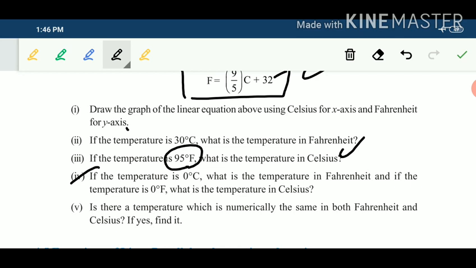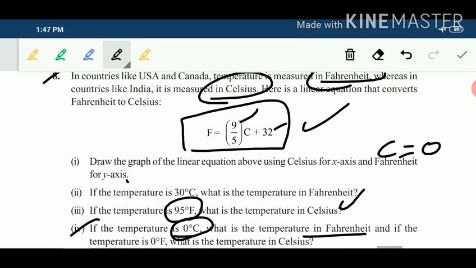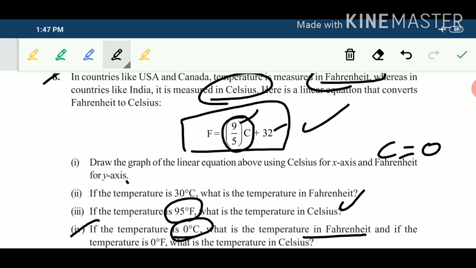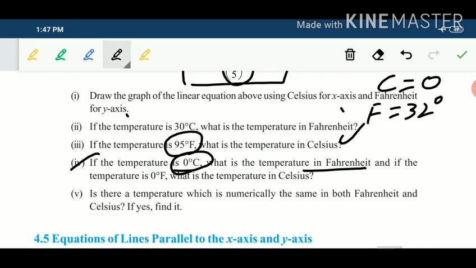Fourth question, if the temperature is 0 degrees Celsius, if C is equals to 0, what is the temperature in Fahrenheit? So find the temperature in Fahrenheit. So C value is 0, then Fahrenheit value becomes 32 degree. Similarly, if Fahrenheit is 0, if F value is 0, find the value of the C. So first put C value 0 and find the value of F. Second, F value is 0 and find the value of C.